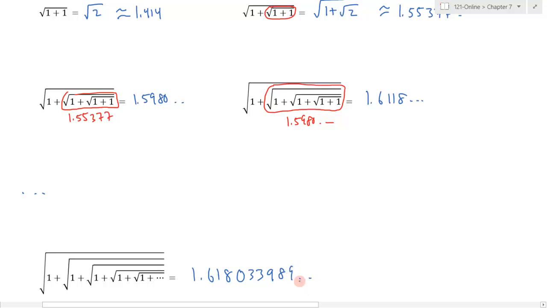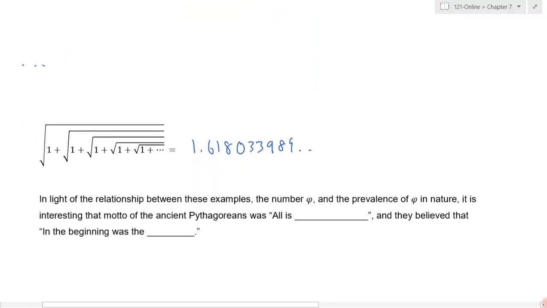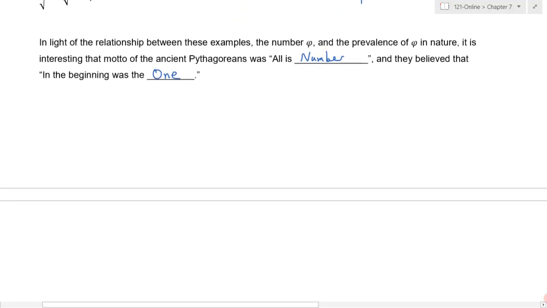It'd be sort of interesting to know what that number is, but it's interesting that it ended up being the same thing as the continuous fraction. The motto of the ancient Pythagoreans was all is number. All is number. And they also believed that in the beginning was the one, as in the number one. So it's interesting how all these ones sort of add up and give rise to this interesting number phi, whether I'm doing a continuous fraction or a continuous radical, and then this number phi shows up in nature in all these different places.